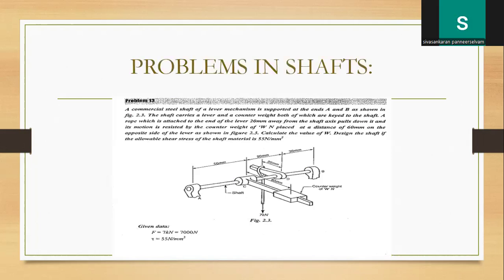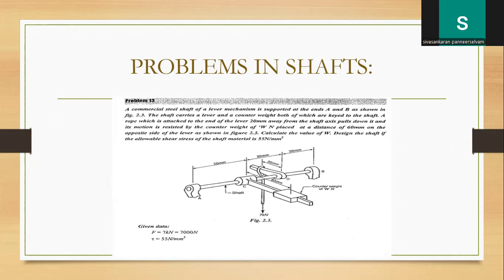Now let us see a practical illustration example under design of shaft. In this problem, we are going to find out only the diameter of the shaft, the cylindrical diameter of the shaft. What supporting information is given in the problem statement? Let us go through it once.